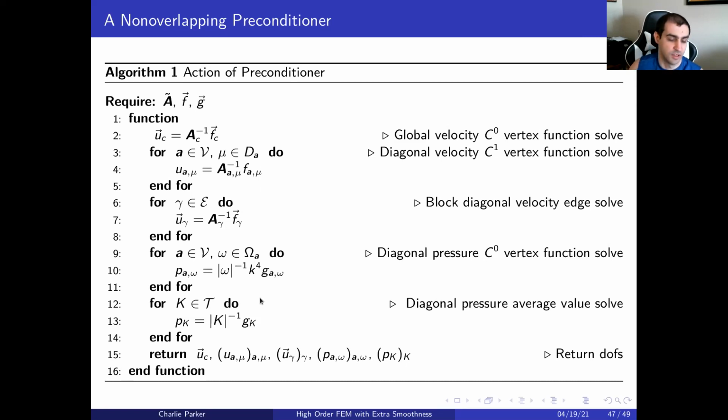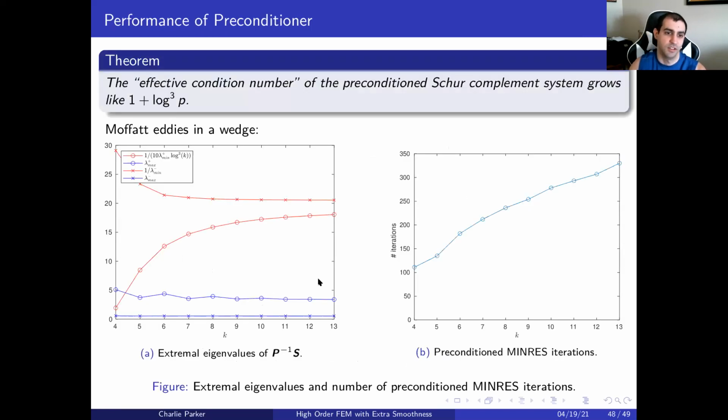So yeah, this is basically a uniform approximation to the pressure mass matrix, but we never have to compute the pressure mass matrix. That's basically the preconditioner. And so we can prove again that the quote unquote effective condition number grows at most like 1 plus log cubed p.